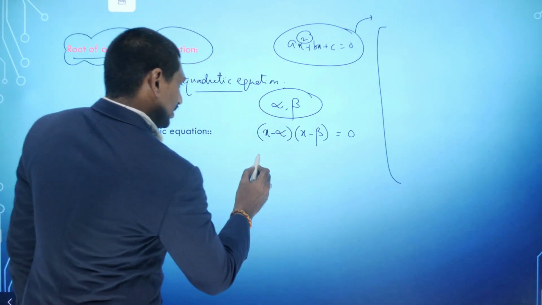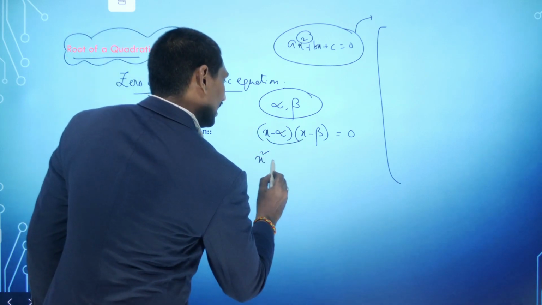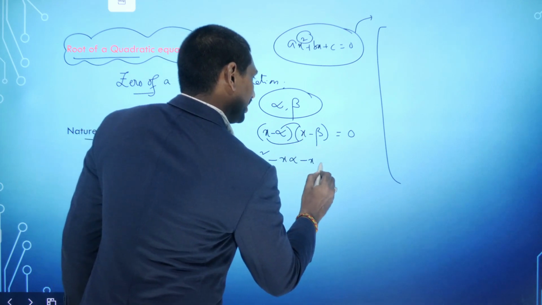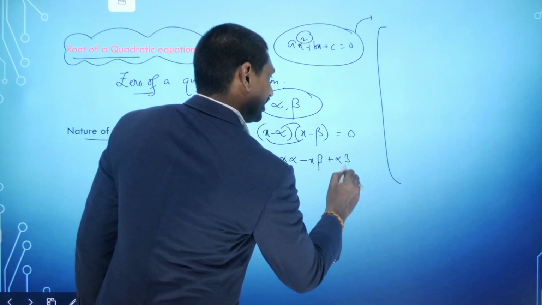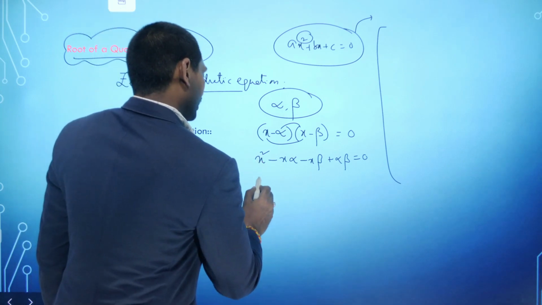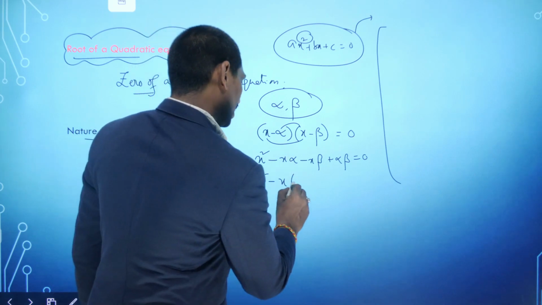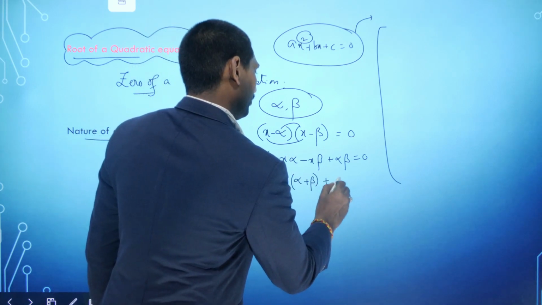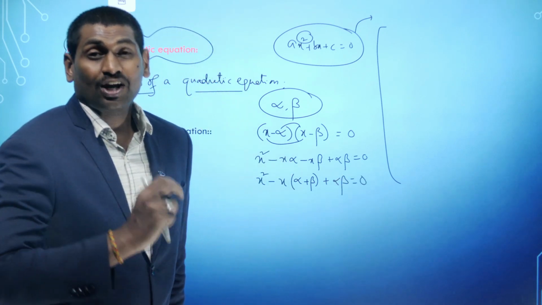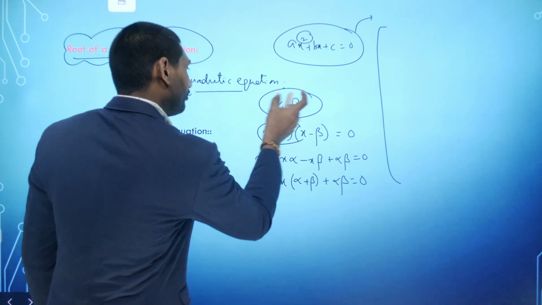Try to multiply this: x into x, x square, and x into minus alpha, minus x alpha, and x into minus beta, minus x beta, plus alpha beta equals 0. Okay, so x square, if you take minus x as a common term, minus x times (alpha plus beta), plus alpha beta equals 0. This is the quadratic equation if you know the roots of the quadratic equation as alpha and beta.